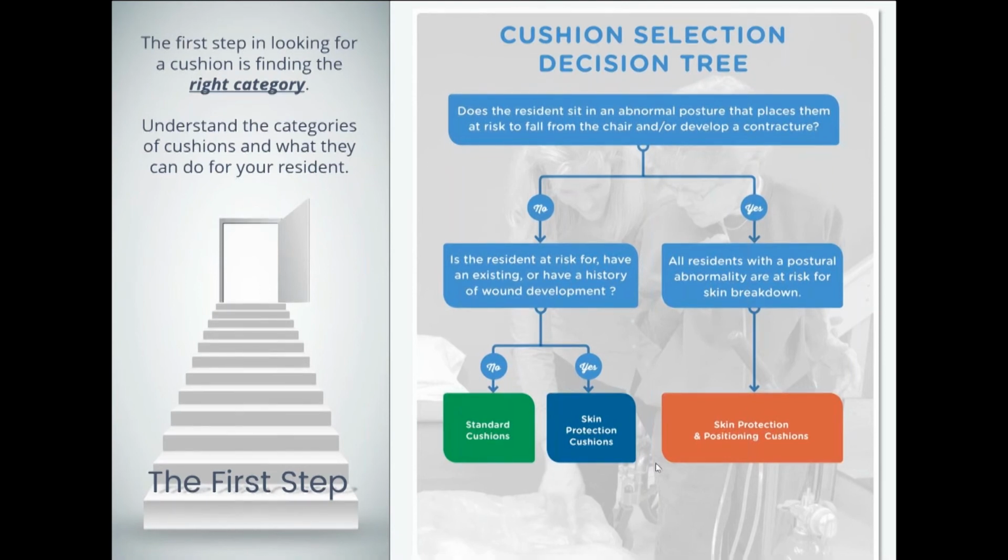And then again, somebody with a positioning need may need that skin protection property built in as well, because they're sitting in an abnormal posture that places that skin under that bony prominence at higher risk for skin breakdown.